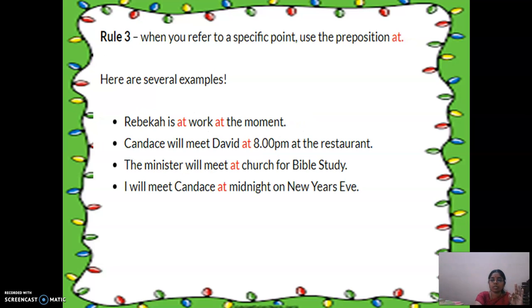Right? So rule number 3 is when you refer to a specific point, use the preposition at. Rebecca is at work at the moment. So at work, at the moment, specific point. When you are referring to a specific point, we are using the preposition at. So Candace will meet David at 8 p.m. at the restaurant. Candace is the name of the person. The minister will meet at church for Bible study. I will meet Candace at midnight on New Year's Eve. So all these at represent a specific point.